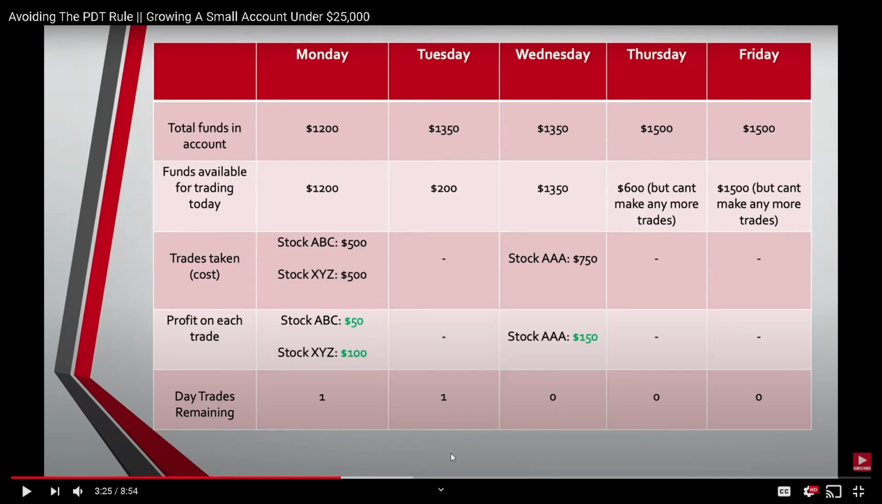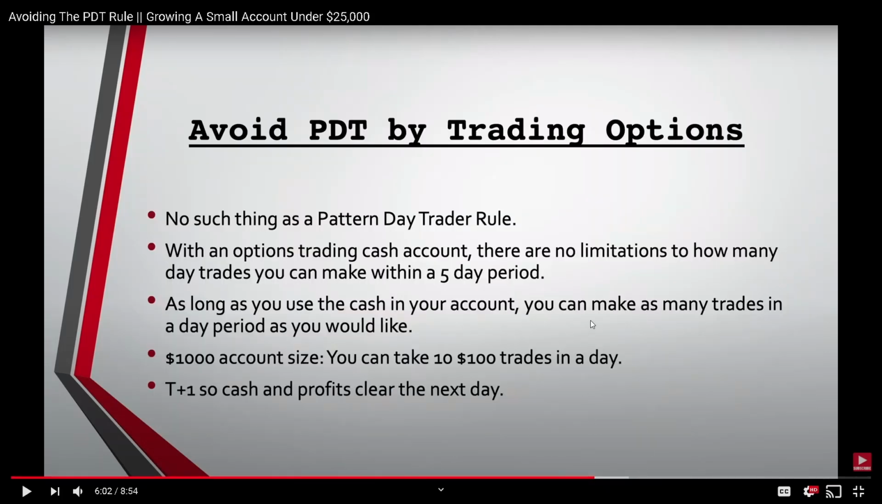Now this is with a margin account. So when you trade options, my best advice to give you all is to trade options on a cash account. With the cash account, there's no such thing as the pattern day trader rule. You can make a million trades in a day. As long as you use the cash in your account, you're not going to be flagged.